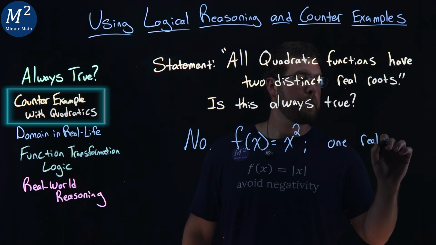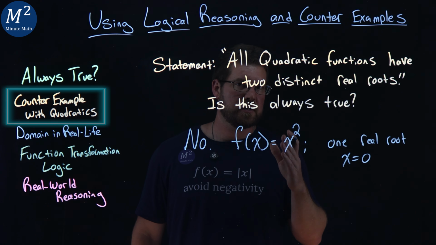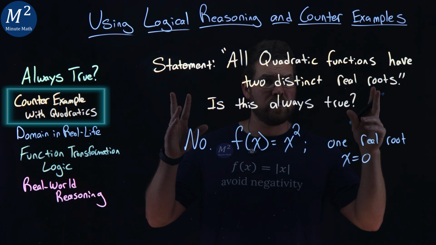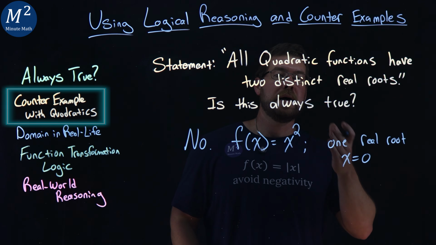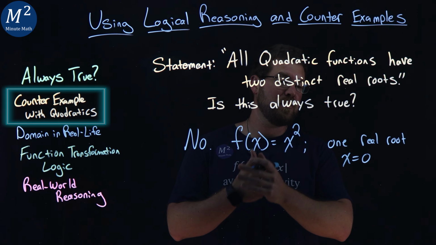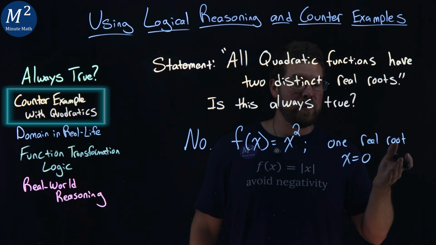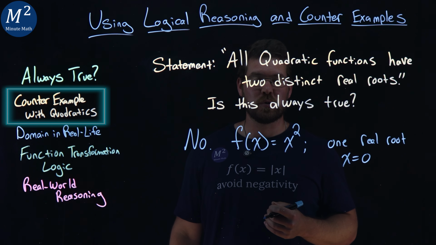real root. And that is at x equals 0. It touches the origin at that one spot on the x-axis, and then it goes up on both sides there. And so this function only has one real root. Our statement said it has 2 distinct real roots. Is it always true? Well, no. We found a counterexample here where it only has one real root. And so, no, that statement is not always true.